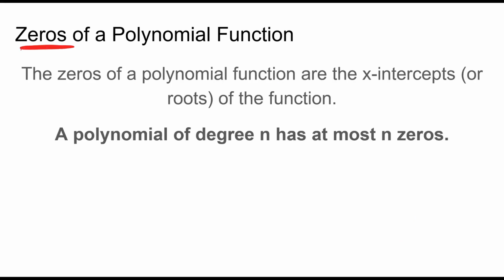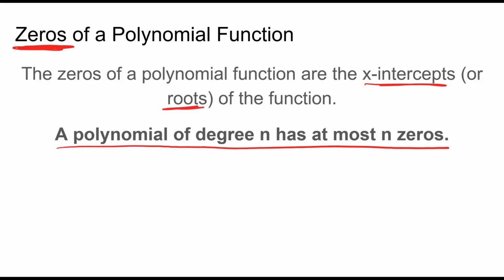Zeros of a polynomial function. This is one of the most important things. The zeros of a polynomial function are still those x-intercepts or roots. A polynomial of degree n has at most n zeros. That's the maximum number of zeros.